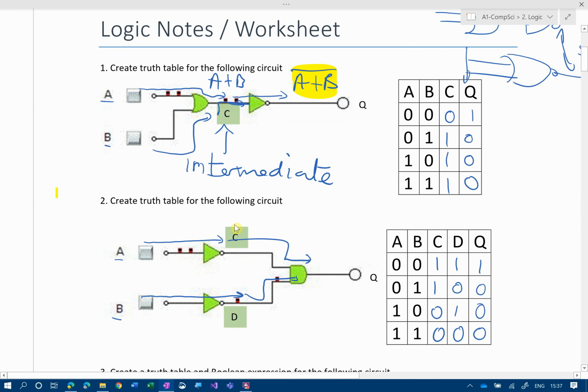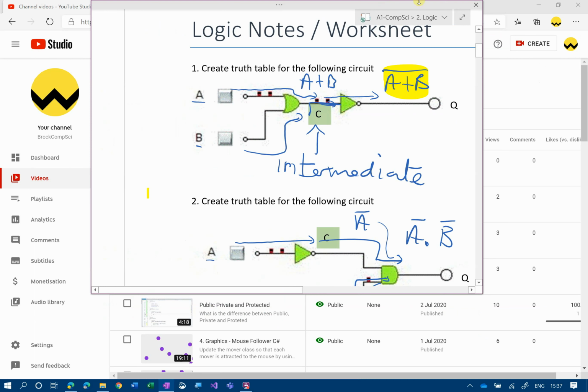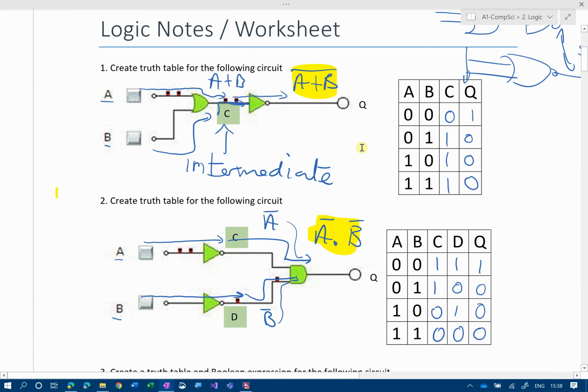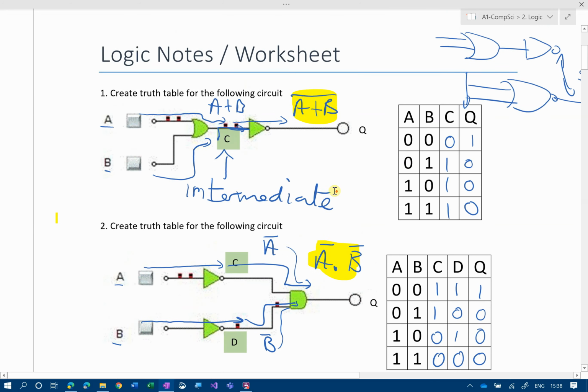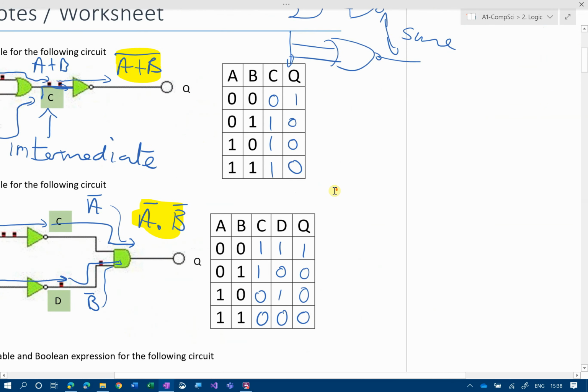So at C we have what's happening to A. A goes through a NOT gate, so we have NOT A. We have B. B travels through to D and becomes NOT B. And then both of those travel through an AND gate. So we have NOT A AND NOT B. So that is the Boolean expression for that circuit.